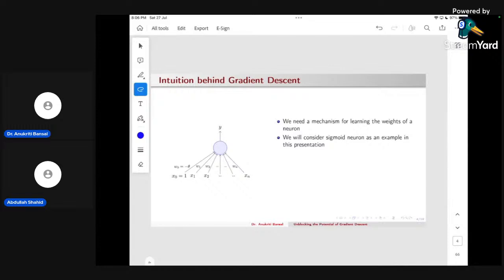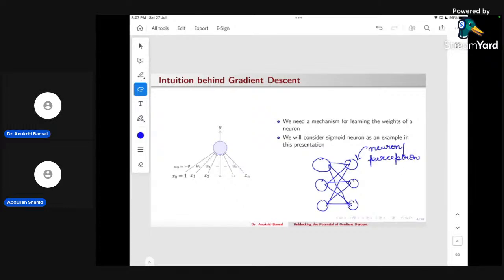I am assuming that you all have some idea about the neuron and perceptron in general. Even if you don't know, I just want to summarize it for you. Suppose this is my neuron. You must have seen this kind of neural network. This single entity, we call a neuron, and we can also call it a perceptron.